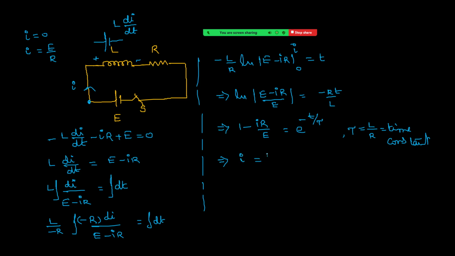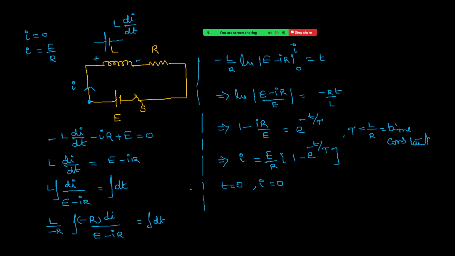From this, I equals E by R into 1 minus e power minus t by tau. So this is the current as a function of time. Now in this, we can see when time t equals 0, e power 0 becomes 1, so 1 minus 1 is 0. So I value is 0.